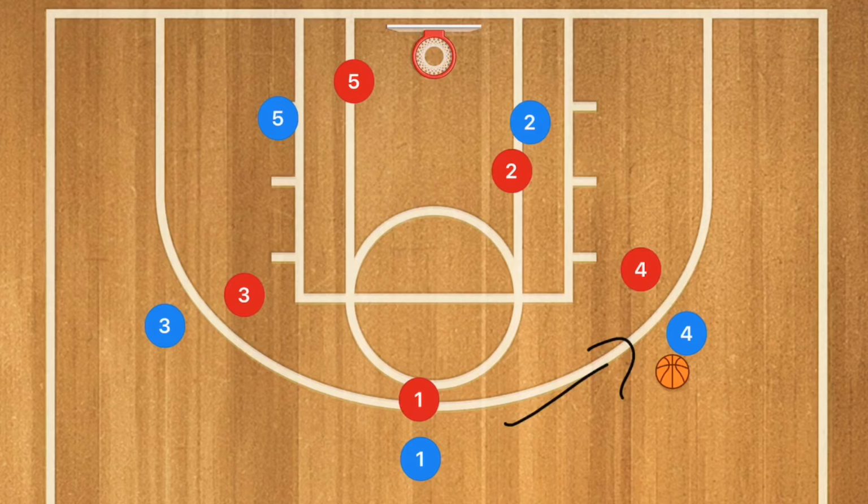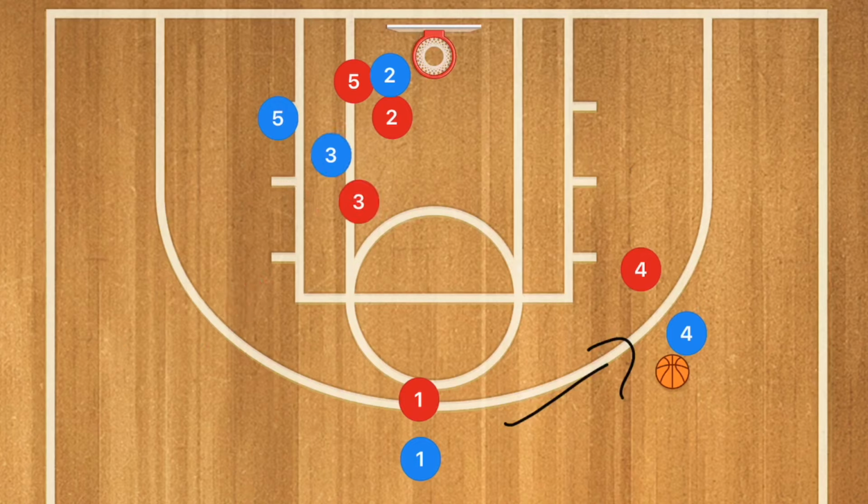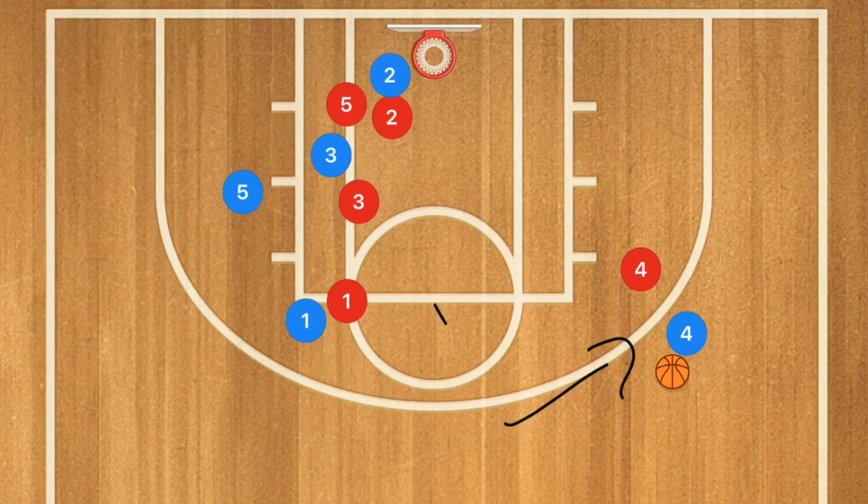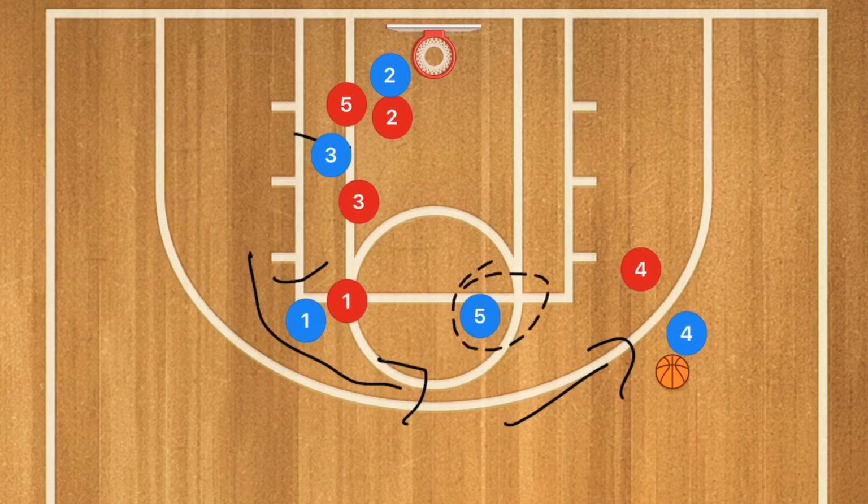Next, what we're going to be having is player 2 setting a screen on player 5, and we're also going to be having player 3 set a screen on player 5 as well. Now, what's going to happen here is up top, if player 5 decides to go with player 3 as a screen, this is going to be a staggered screen for player 5. Player 5 is going to come over to the high post, and he could be open for that shot, and that's what we're really hoping for.